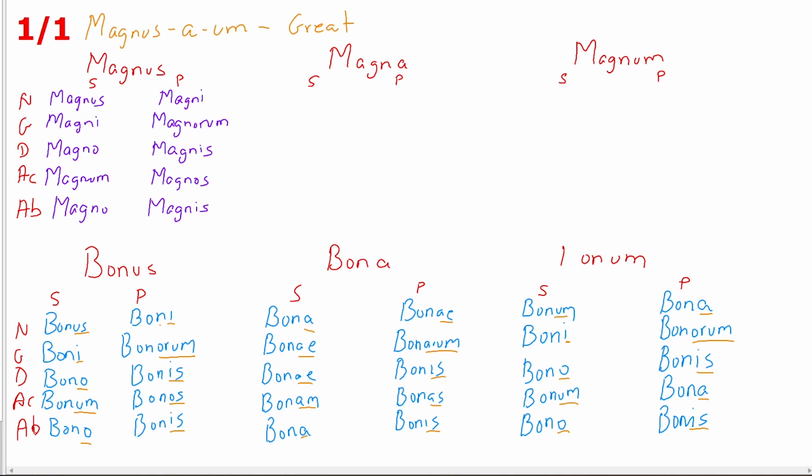Okay, let's now go to the feminine. And which declension will it take? First declension. So nominative singular of magna is magna, genitive singular magne, dative singular magne, accusative singular magnam, and ablative singular magna.